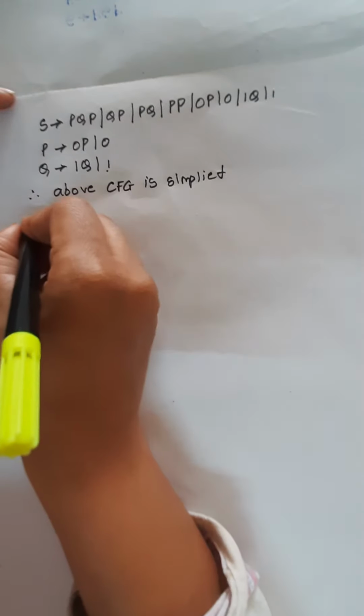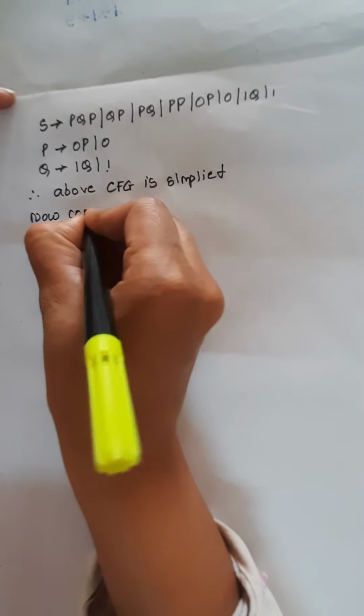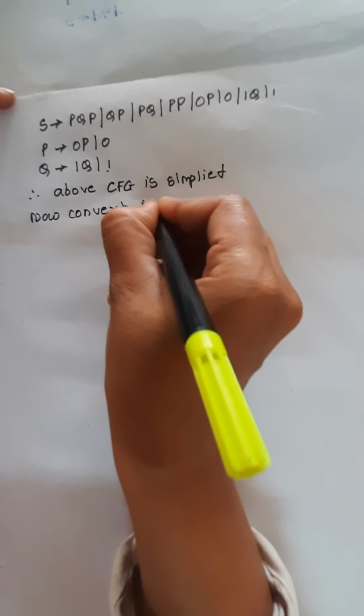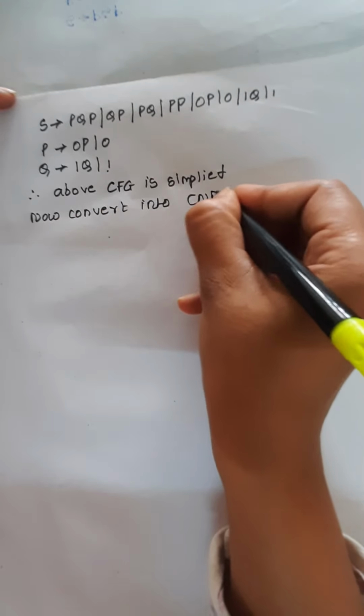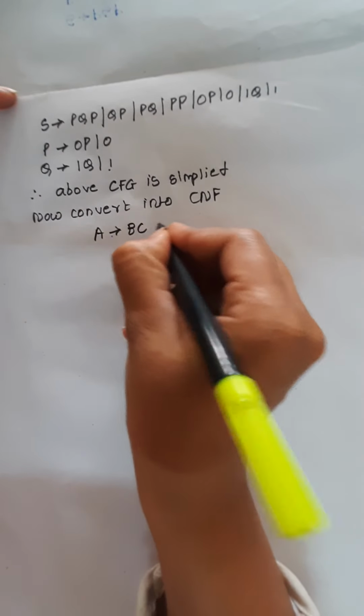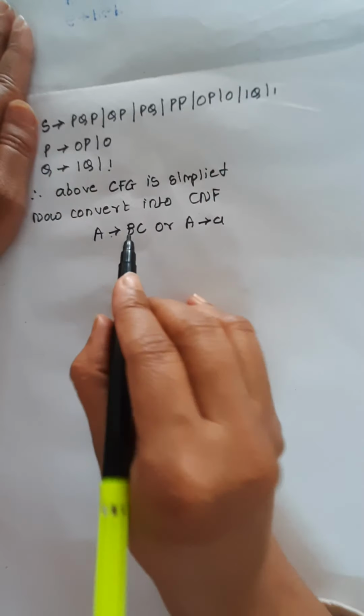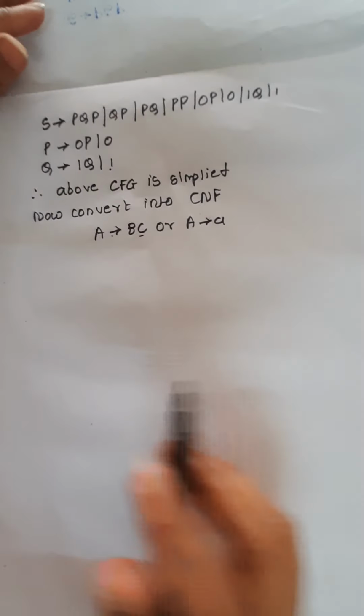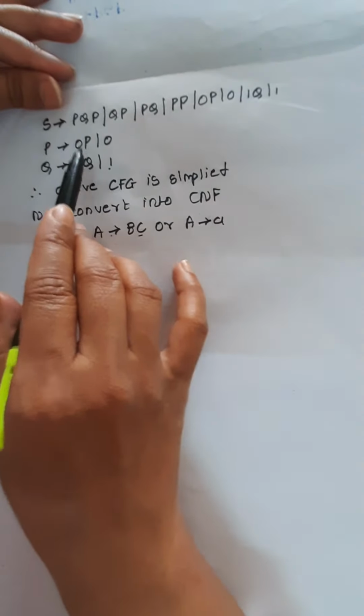Fine. Now convert it into CNF. So what is the form of CNF? That is A gives BC or A gives a. This is the form of CNF. It means the right hand side of all productions should contain two non-terminals or a single terminal. Then our grammar is in CNF. So now what to do next? Now convert this CFG into the CNF.